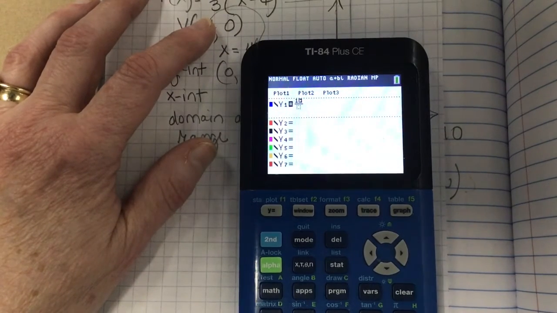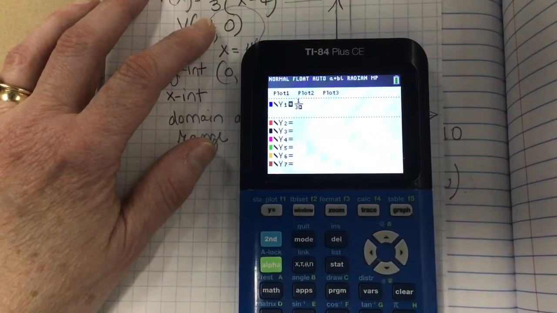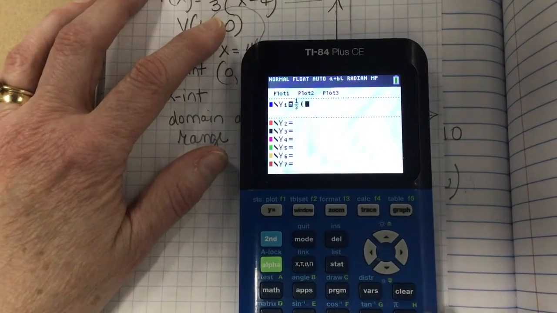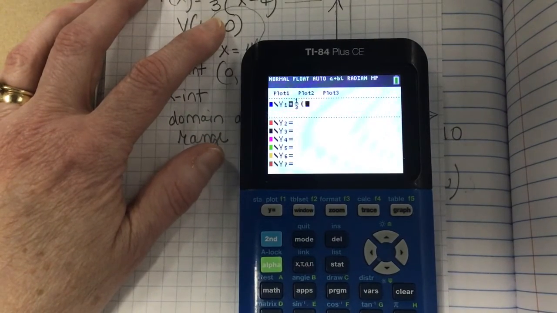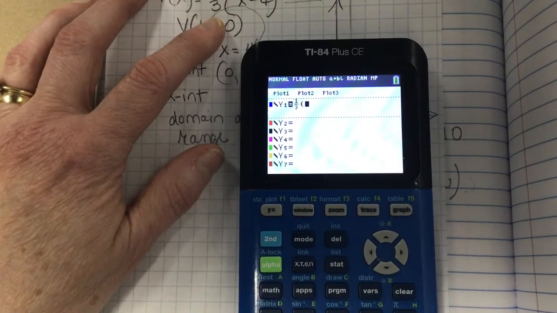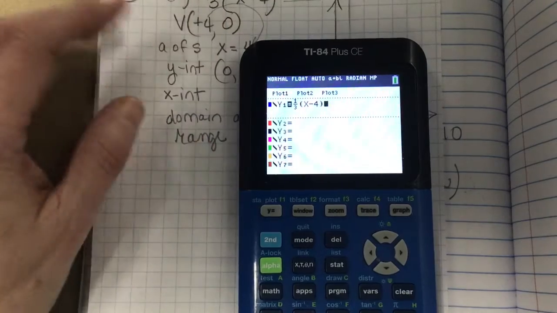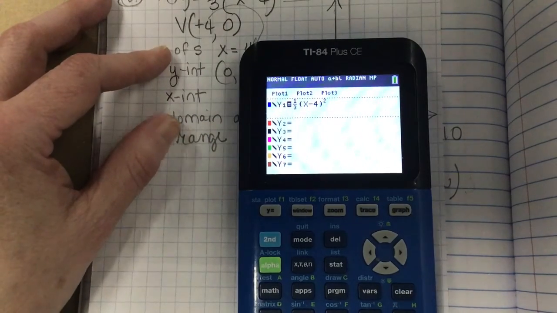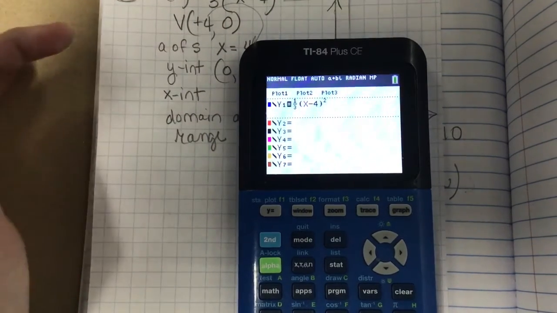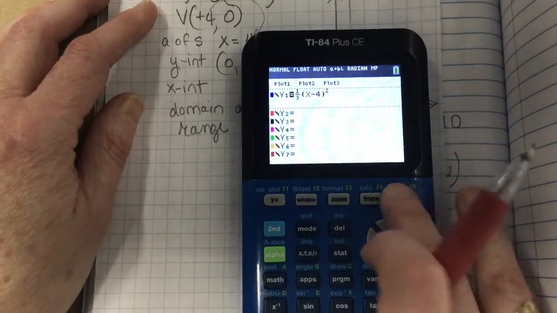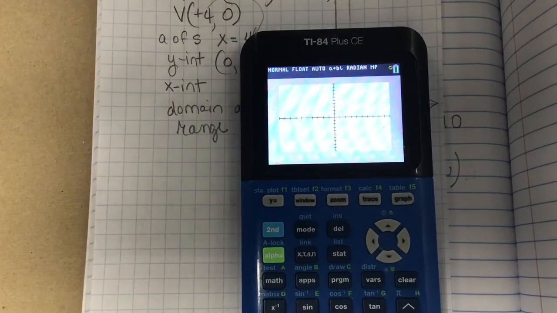And I'm going to put the 1/3, open parentheses. Why are y'all not typing? You need to be typing. X minus 4, squared. That's it. Okay. Now, we haven't changed the window, so we don't have to check the window. We can just go ahead and graph it. It's a little slow.